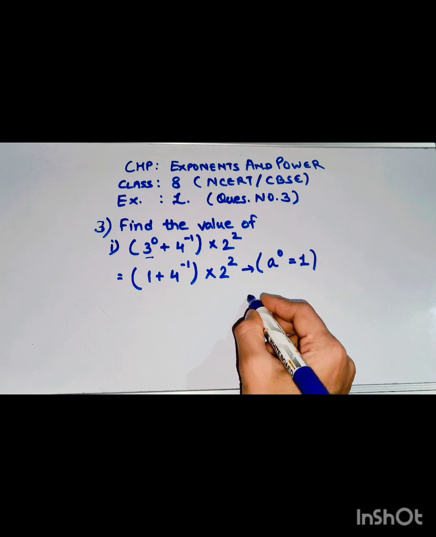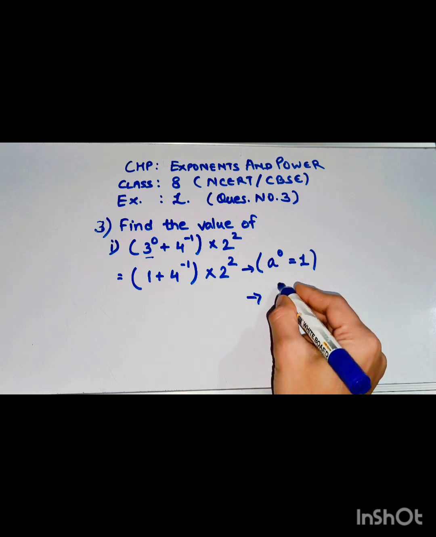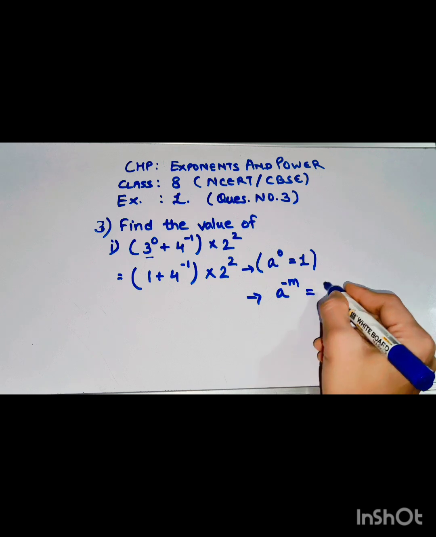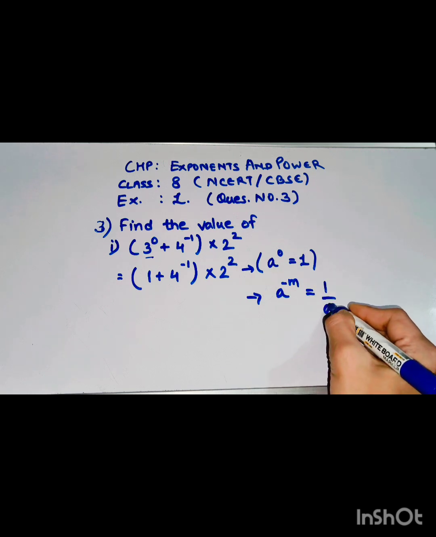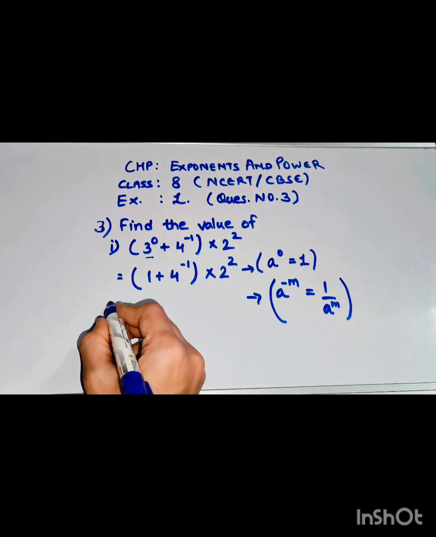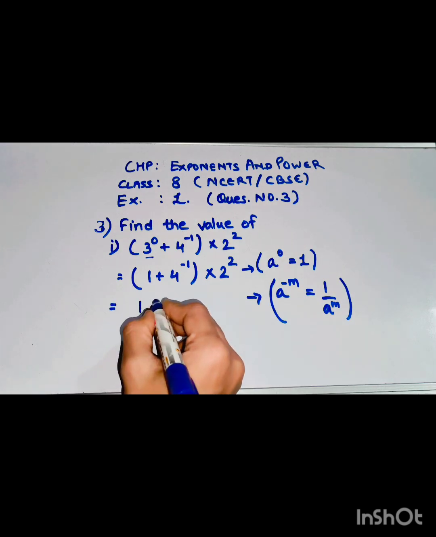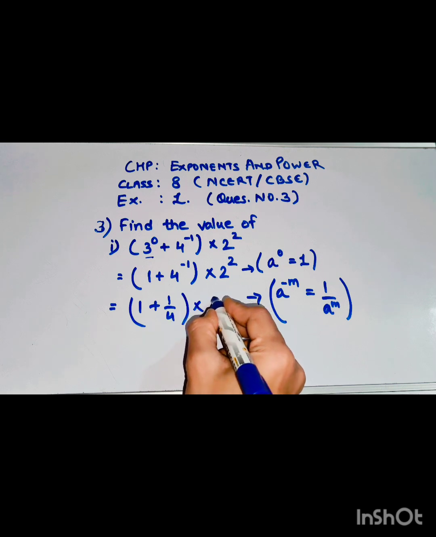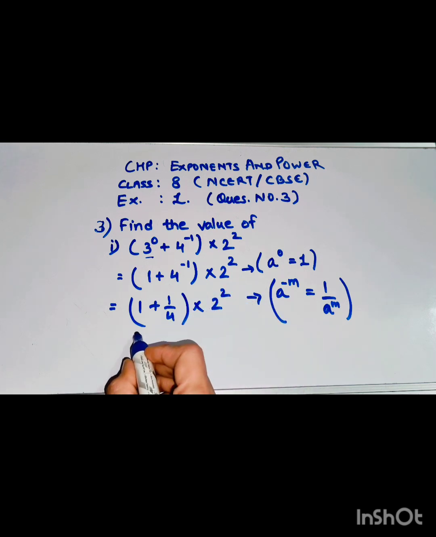So what we'll do? We have a rule, that is a raised to the power minus m, then we can write it as 1 divided by a raised to the power m. So we'll apply this rule. (1 plus 1 by 4) into 2 raised to the power 2.